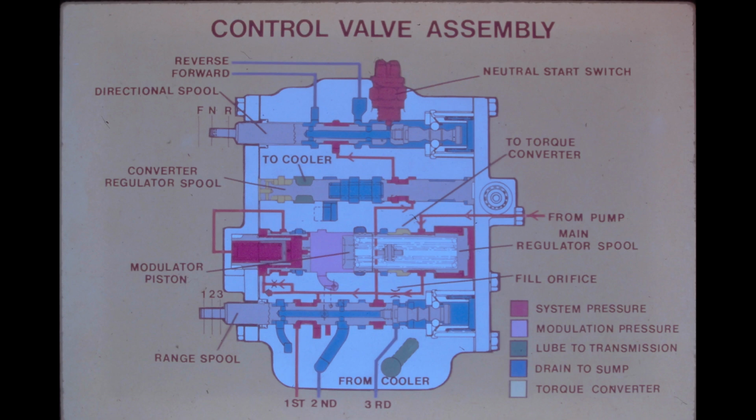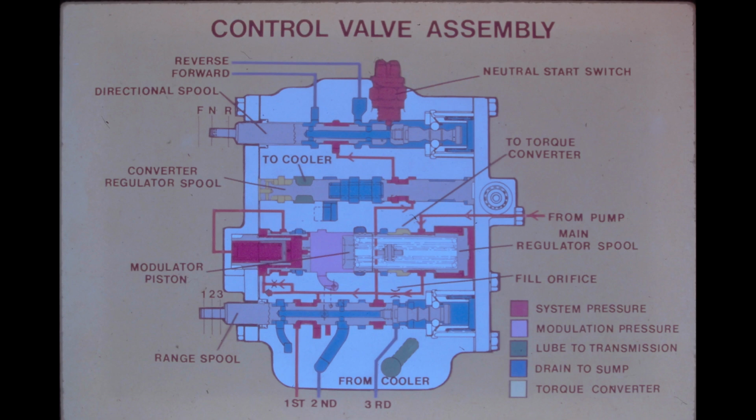Pressure of the converter return oil causes the converter regulator spool to move to the right and to direct the oil to the cooler. Oil flows through an external hose to the cooler and then returns to the lower part of the control valve assembly. From the control valve, the oil flows to the transmission clutch pack shafts to cool and lube the assemblies before draining to the reservoir.